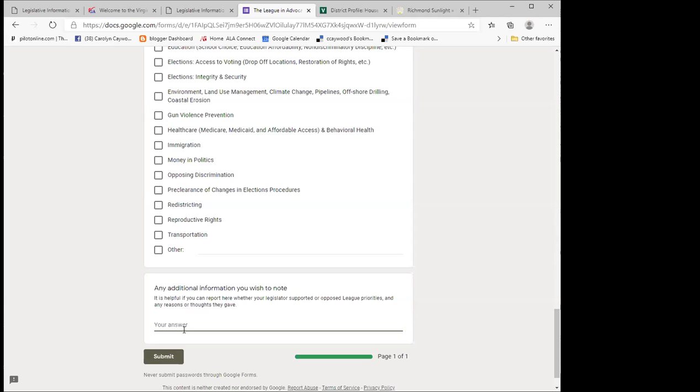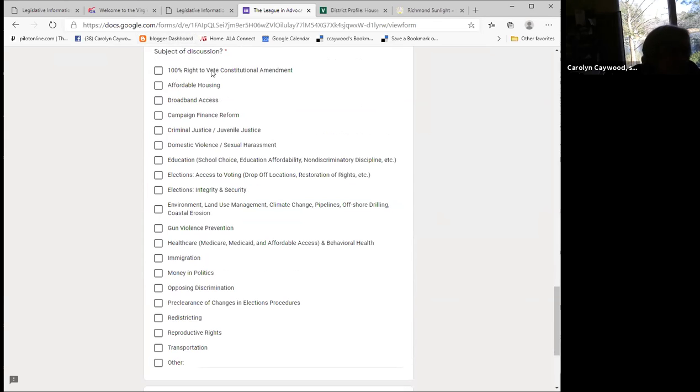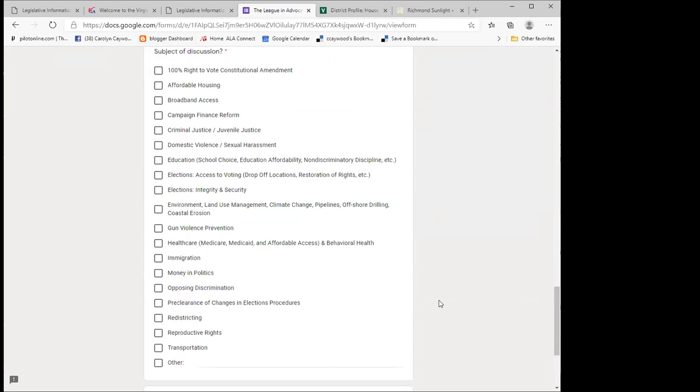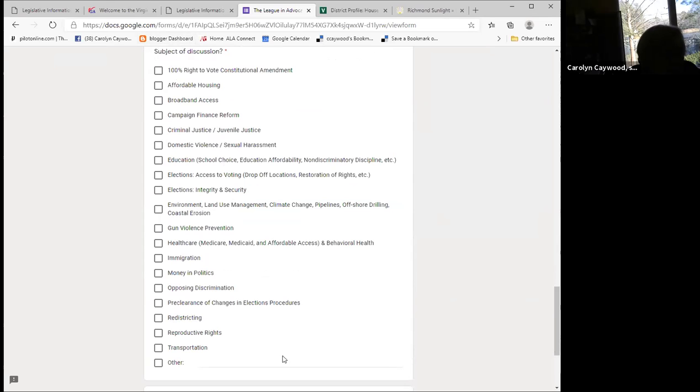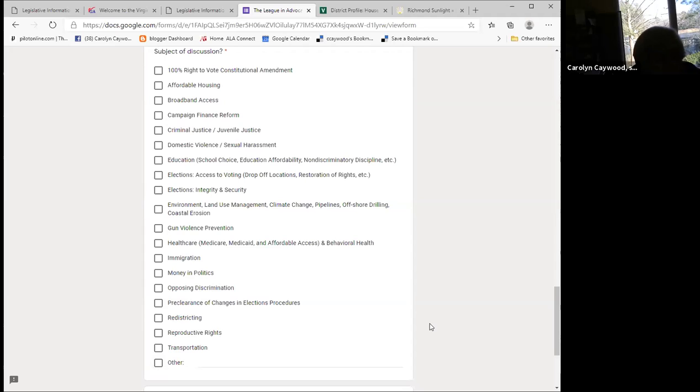I have a question. Are we only supposed to be logging our time that we're calling and doing these things that are on specific league positions that they're asking us to do, or for any legislation? Subject of discussion. Look at this list. How many things aren't on this big list. Okay, I see. I mean, money in politics, opposing discrimination. We got a lot of elbow room here. And there's another, I was just gonna say, if you come up with something that isn't on this list, yeah, I report everything.